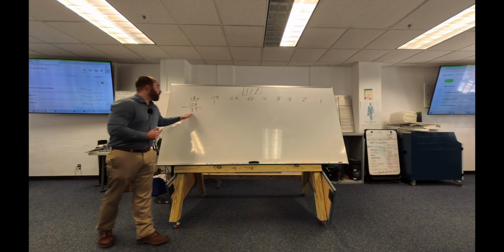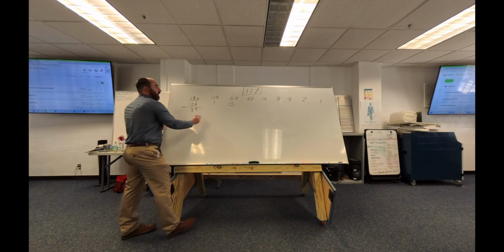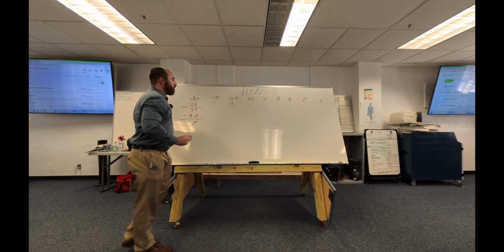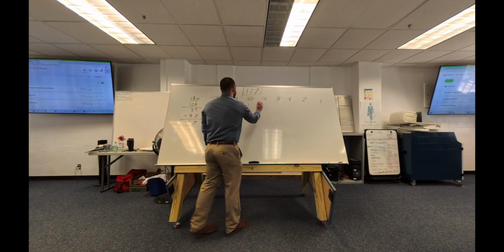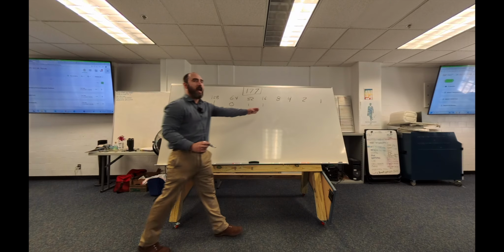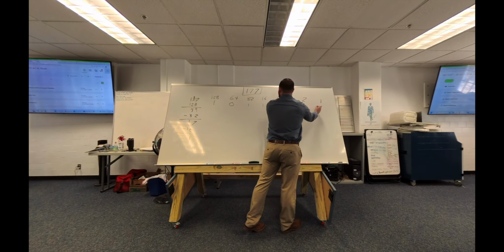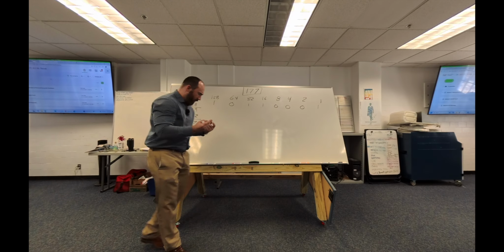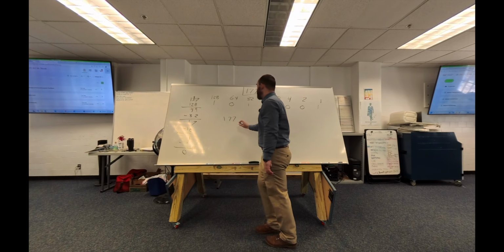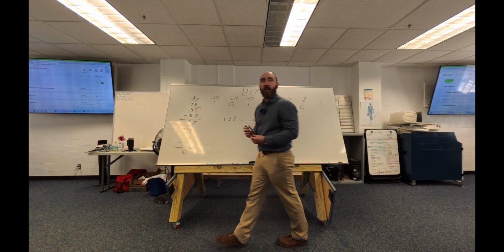Does 64 go into 49? No. So this will be off. Does 32 go into 49? Yes, so that's on. 49 minus 32 gives us 17. Does 16 go into 17? It does. 17 minus 16 gives us 1. 8? 4? 2? 1? Yes. 1 minus 1 gives me 0. So 177 in decimal equals 10110001 in binary.